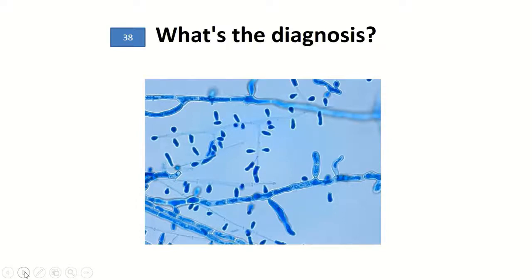And question 38, what's the diagnosis? What you see here are pencil-like macroconidia and variable-sized microconidia. So the diagnosis is trichophyton tonsurans.